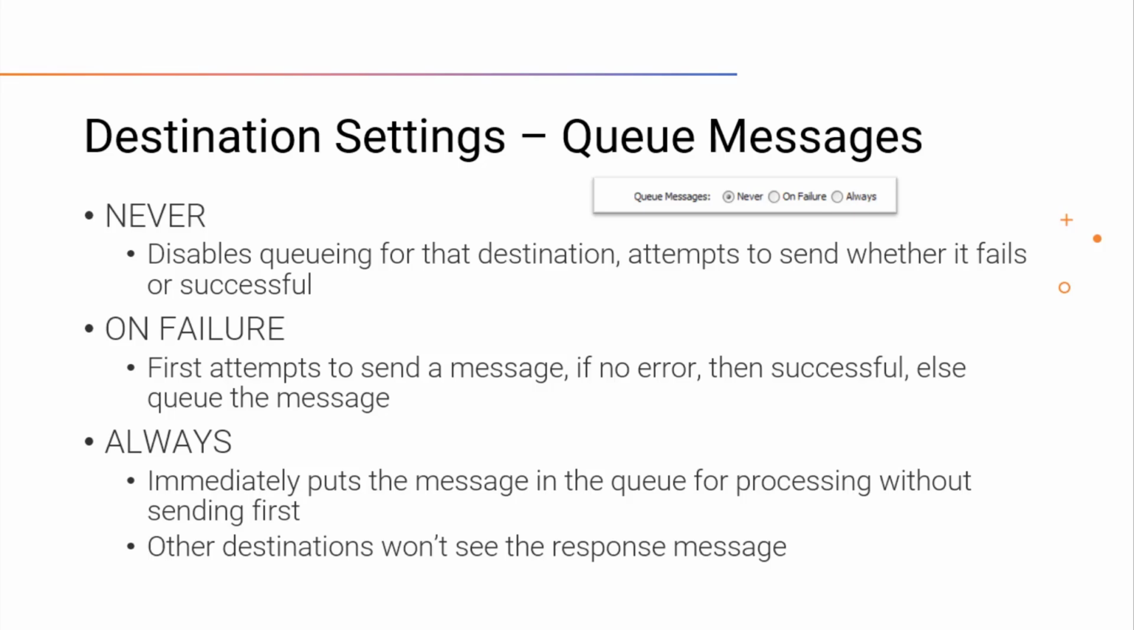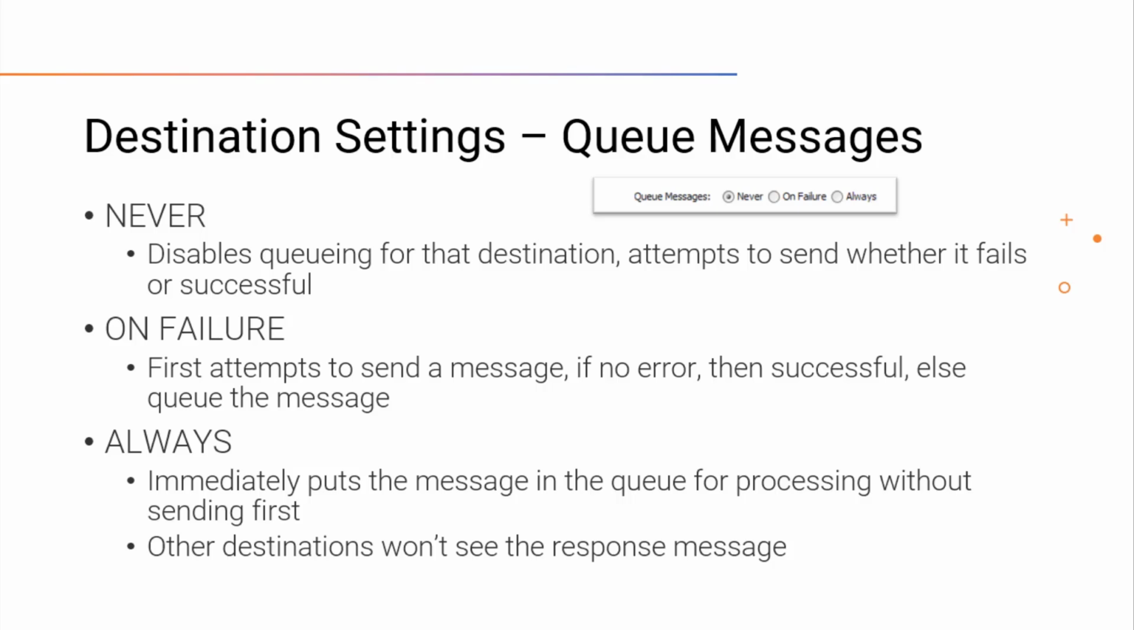So first we have the queue messages, and we have three options. We can choose never queue messages, which essentially disables queuing for the destination and attempts to send the message whether it failed or was successful. Then we have on failure queue messages, which attempts to send messages first before queuing it. And if it's successful, then there's no queuing. But if it's failed, then it'll queue the message and retry to send the message.